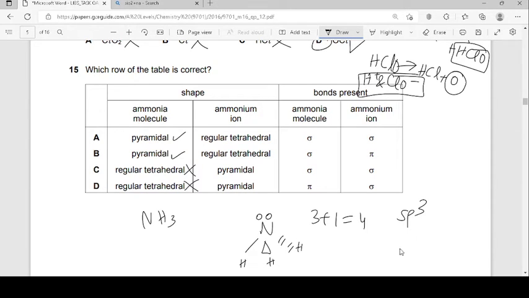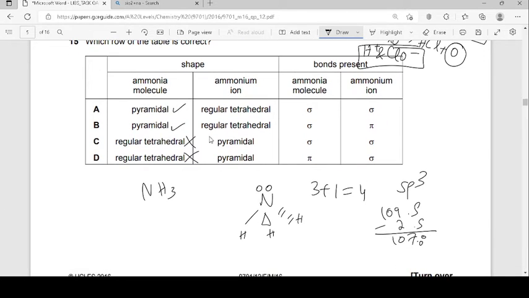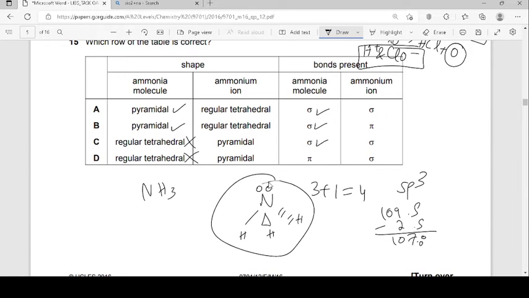But since it has 1 lone pair, its bond angle is 109.5 minus 2.5, which means 107 degrees, right? Which means it's pyramidal. And the ammonia molecule has only sigma bonds, as you can see here. No double bonds, no pi bonds, no triple bonds, obviously.